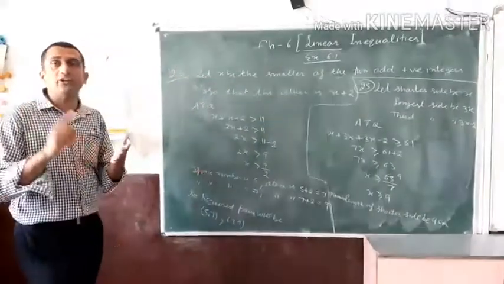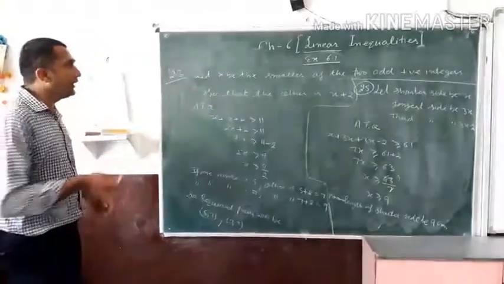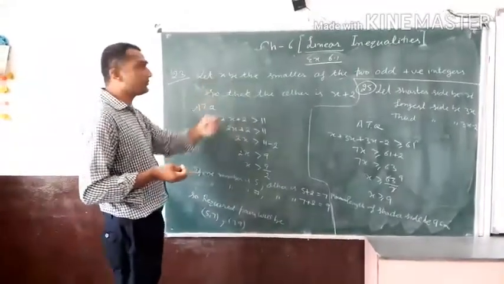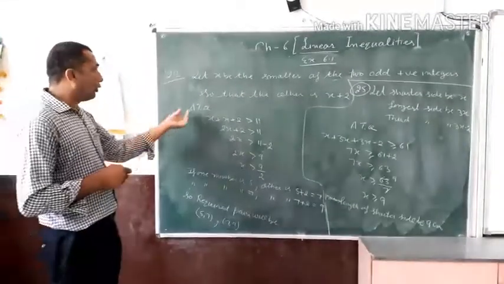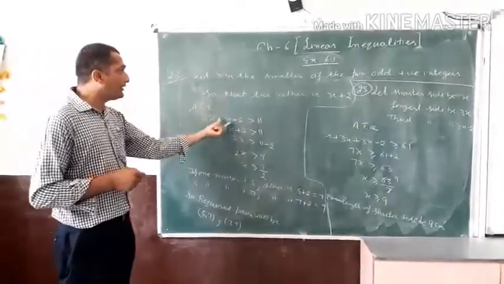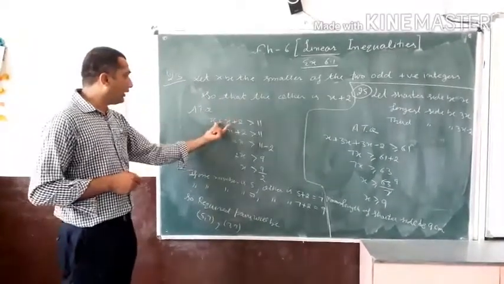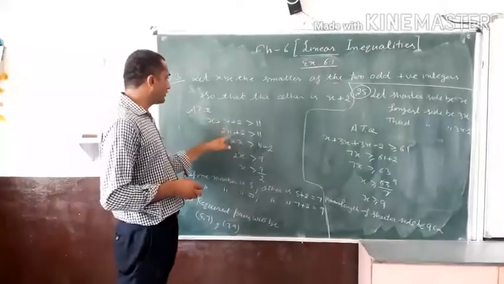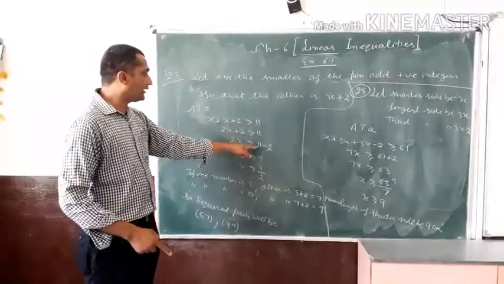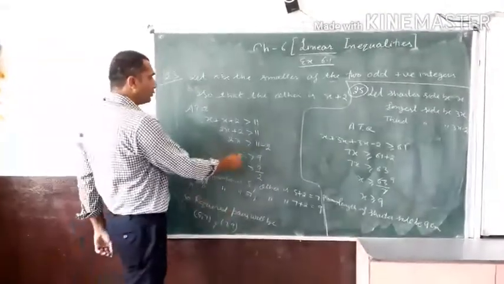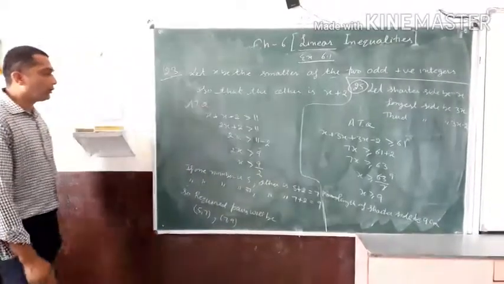So if 1 is the first odd number, then the other will be 3. Similarly here, if we choose x as the first smaller odd number, then the other will be x plus 2. According to the question, the sum of these two numbers should be greater than 11. So add these: x plus x is 2x, plus 2, greater than 11. 2x greater than 11 minus 2, 2x greater than 9, x greater than 9 over 2.